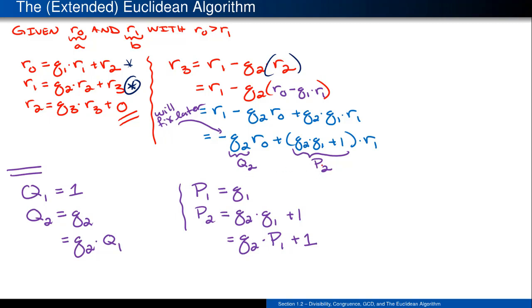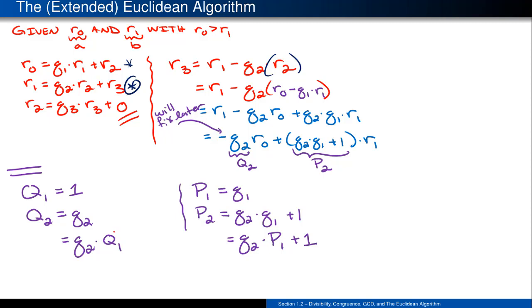So what ends up happening is that my Q1 was a 1. My Q2, you can see, is the little Q2, that quotient that occurred on that second division. So what's actually going to end up happening is that Q2 is going to be recursively defined by taking Q2 multiplied by Q1, which in this case is just Q2 times 1, which is Q2, little Q2.